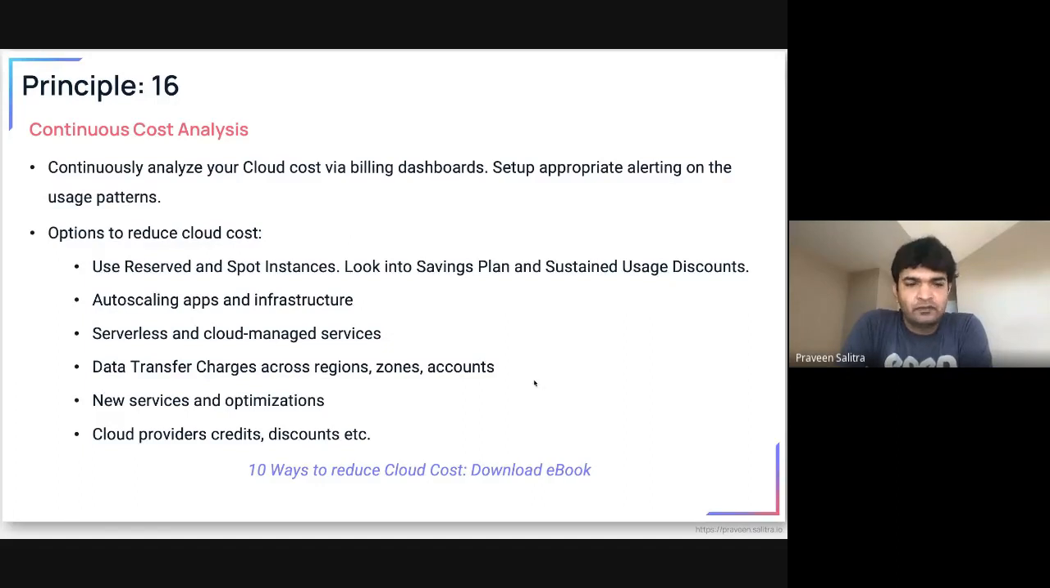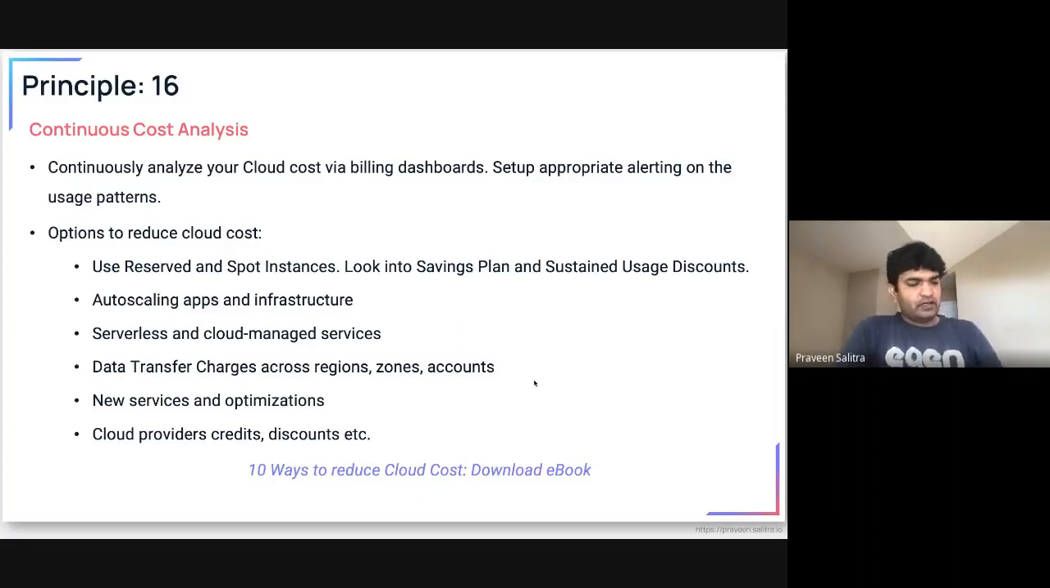New services and optimizations are constantly coming from these cloud providers, so focus on those, do the POCs, try it out, and see if it makes sense. And if you are a startup, there are a lot of credits available from these cloud providers. For example, AWS provides credits worth 100,000 US dollars for a startup which is qualified. So a lot of hefty discounts are available if you can qualify for those things.